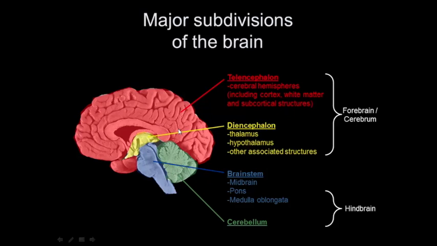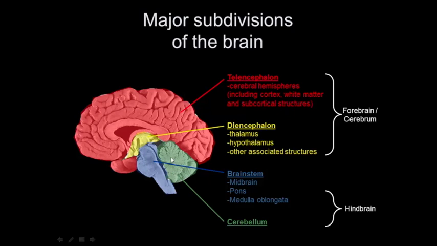Some people group together the diencephalon and telencephalon, basically what you see in red and yellow, as the forebrain or cerebrum. Just below the cerebrum, you find the brainstem. There are different structures. This would be where the midbrain is located. This is the pons, and this is the medulla oblongata. But again, we'll get to it. I just wanted to quickly introduce the names.